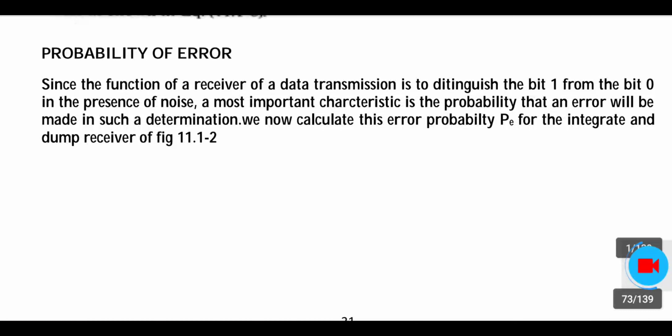The most important characteristic is the probability that an error will be made in such a determination. That means finding the errors of the message signals. Here we calculate the error probability, which you can denote as P suffix A, for the integrator and the receiver of the signal. That means you are traveling the carrier wave signals with the help of some modulated signal. Here, to identify that, your balanced modulator is in the noise signal. That means you can easily avoid that noise signal.